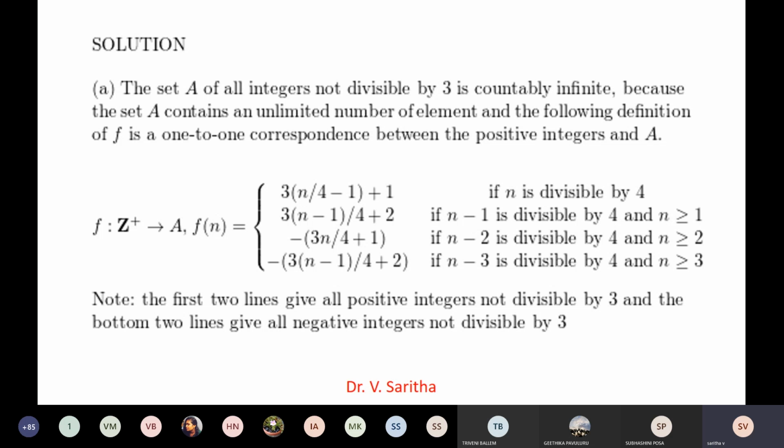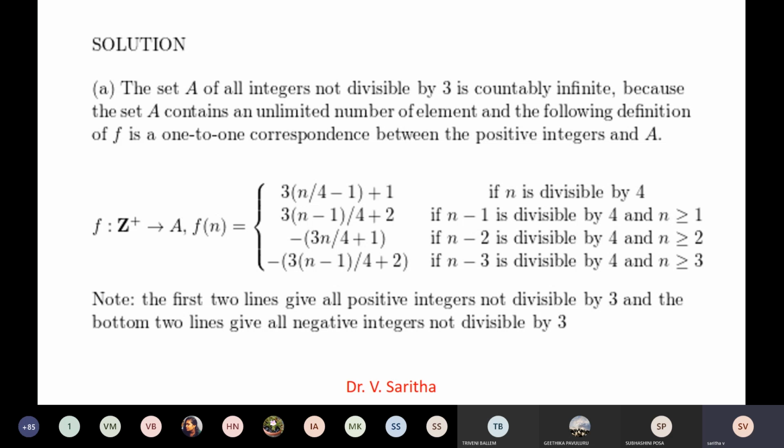Okay, like this. And then if n minus 1 is divisible by 4 and n is greater than or equal to 1, what will happen here? Suppose n equals 5. What will happen if n equals 5? n minus 1 is 4, which is divisible by 4. Or you can take 9 also.